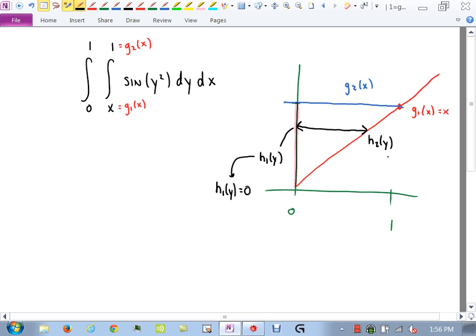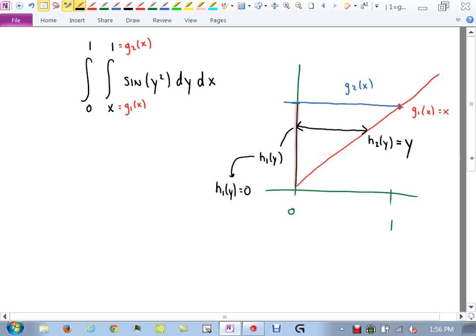How about this one up here? It's y equals x, right? But I need to solve it for x. So x is y, right? So this is just y. Do you all understand that? Yes? Y and 0.